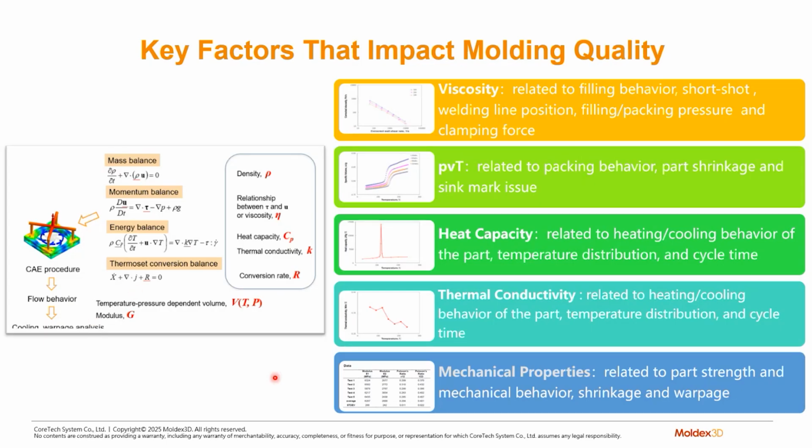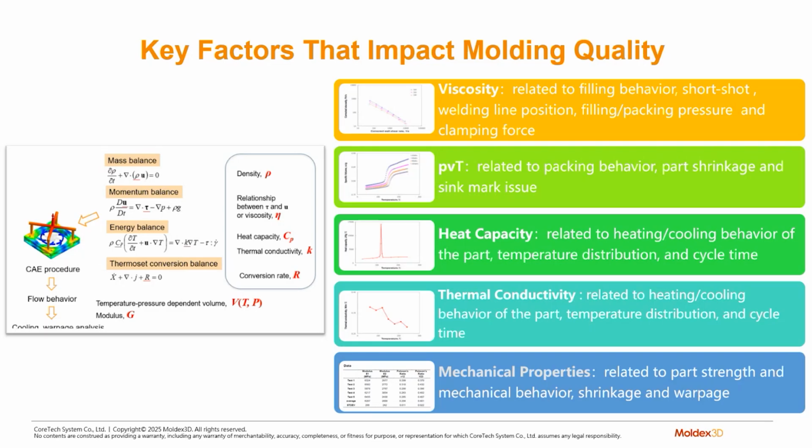But again, the factors that go into this are viscosity, which is essentially the flow resistance inside the mold. This is going to be highly related to the filling behavior we're looking for, any short shot behaviors, weld line positions, filling and packing pressure, as well as the clamping forces. PVT is largely related to the packing behavior. It is essentially the relationship between the pressure, specific volume, and temperature, and many of our shrinkage and warpage related issues are going to be determined by understanding the PVT relationship.